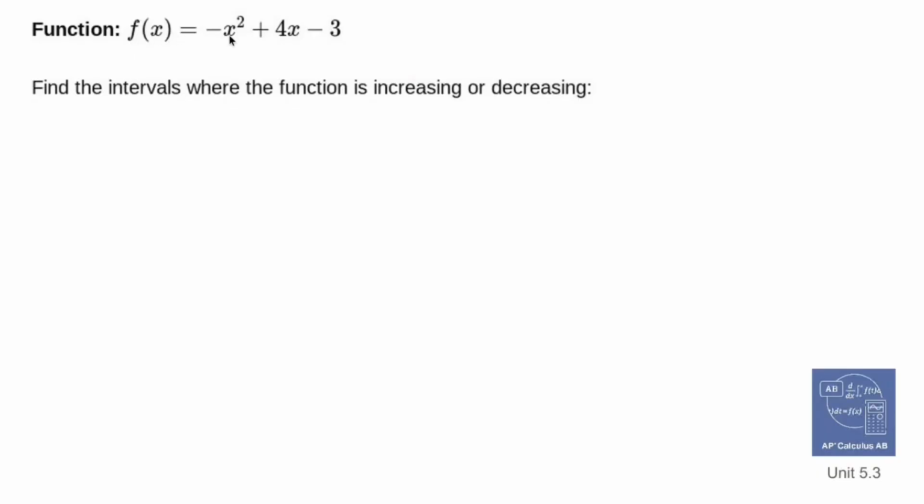For the function f of x equals negative x squared plus 4x minus 3, find the intervals where the function is increasing or decreasing. All right, so what you need to do is find your critical points. You do that by taking the derivative, setting it equal to 0, and solving for x. Critical points give you a local maximum or a minimum, right?